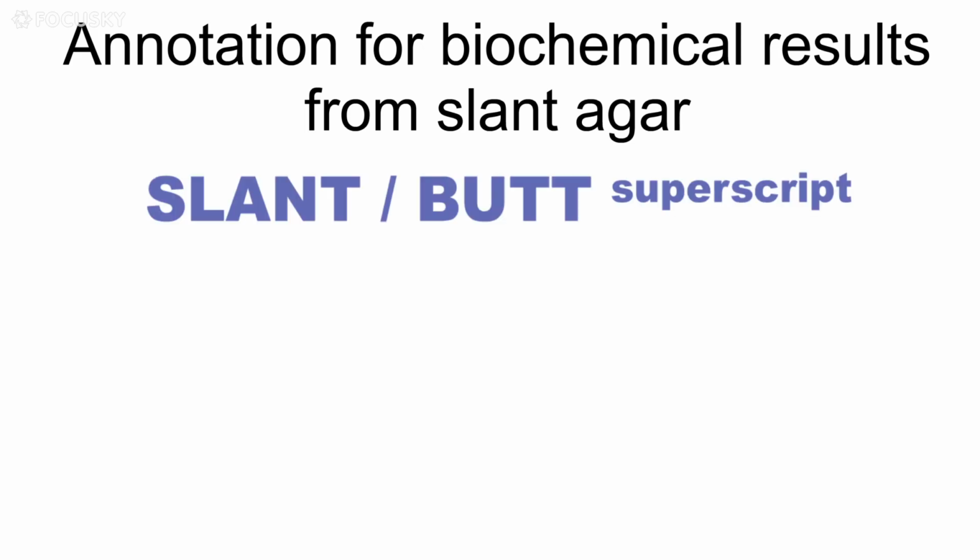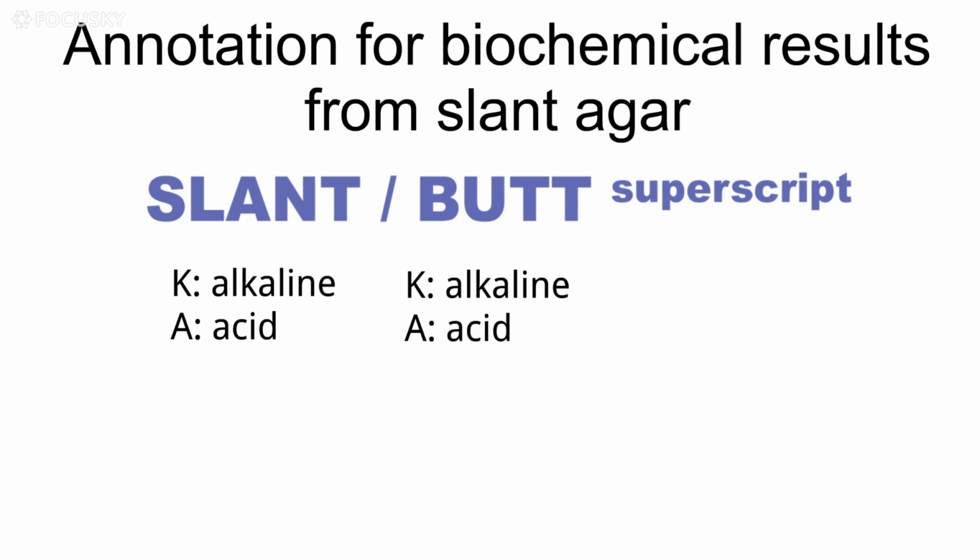To record the result of slant agar, a specific annotation method will be followed. The general format is to use a slash to separate the reaction on the slant and the reaction at the butt. Before the slash is the slant reaction, which could be either K indicating alkaline or A indicating acidic. After the slash is the butt reaction, which could either be K or A as well.